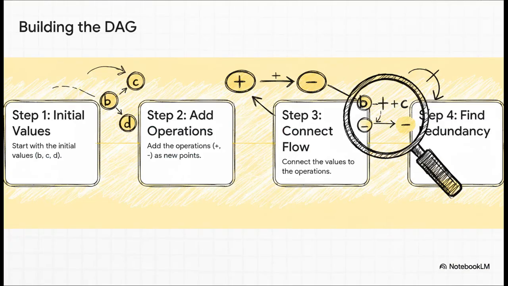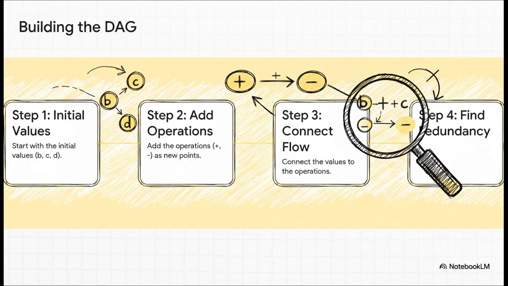And building this blueprint is actually pretty straightforward. First, you just lay out your starting ingredients, your variables B, C, and D. Then, you add the actions, the plus and minus operations. You connect everything with arrows to show the flow. And here is the really cool part. Look at that fourth step.